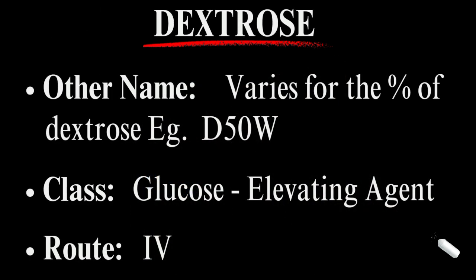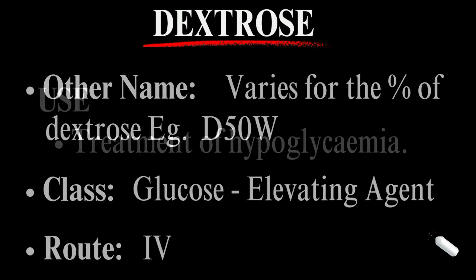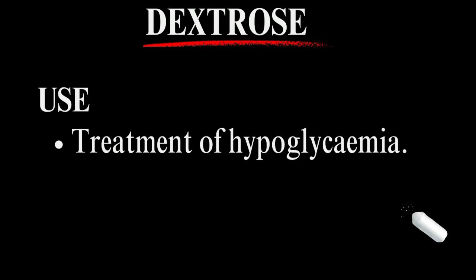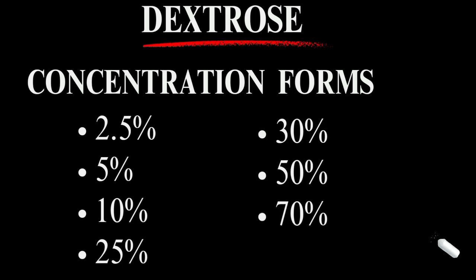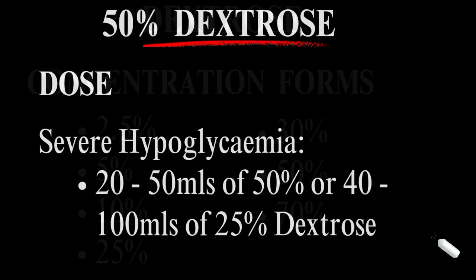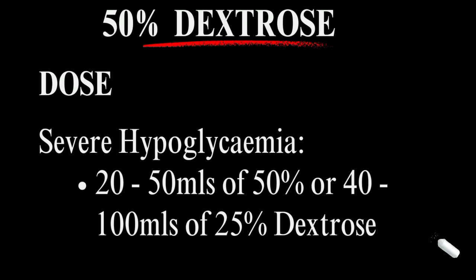Dextrose. So the name varies based on the percentage of dextrose in the solution. For instance, we have 50% dextrose, 5% dextrose, etc. So it's a glucose elevating agent and the route of administration is IV. It's used in the management of hypoglycemia. So we have a variety of concentrations from 2.5% to 70% dextrose. For the management of severe hypoglycemia, which is blood sugar levels of 3.9 and below, we usually give 50 ml of the 50% dextrose or 40 to 100 ml of the 25% dextrose.